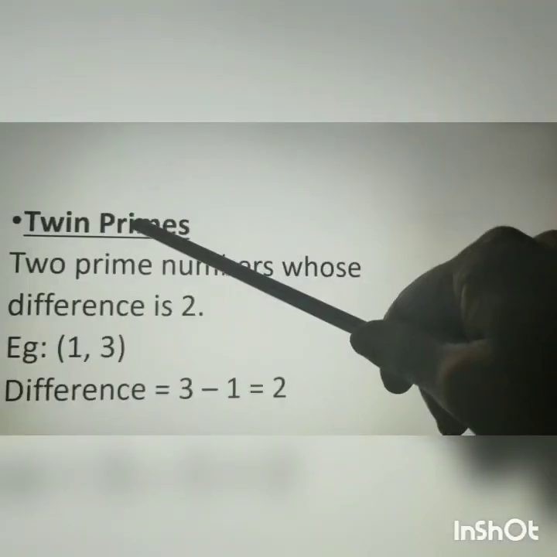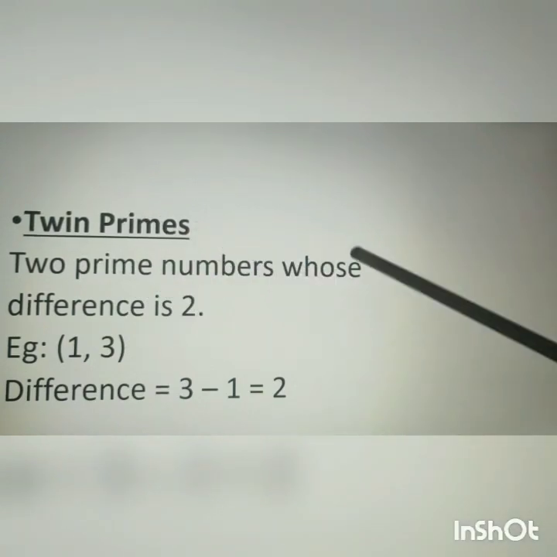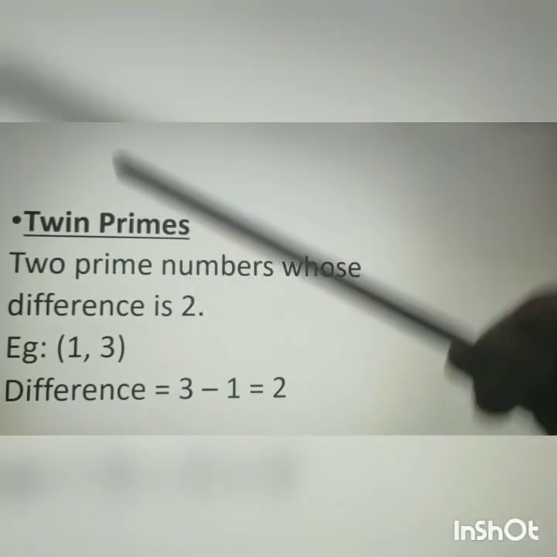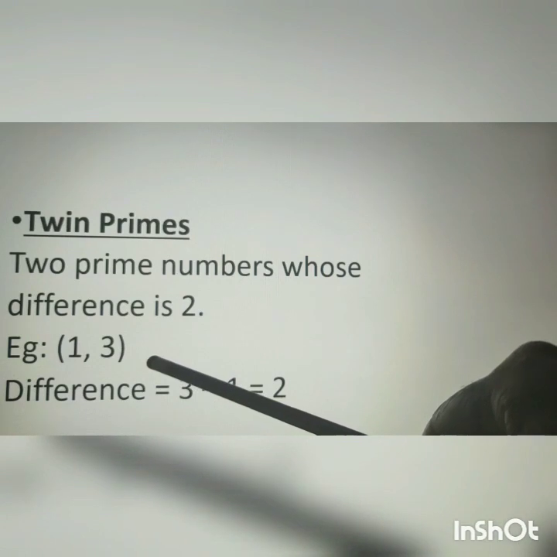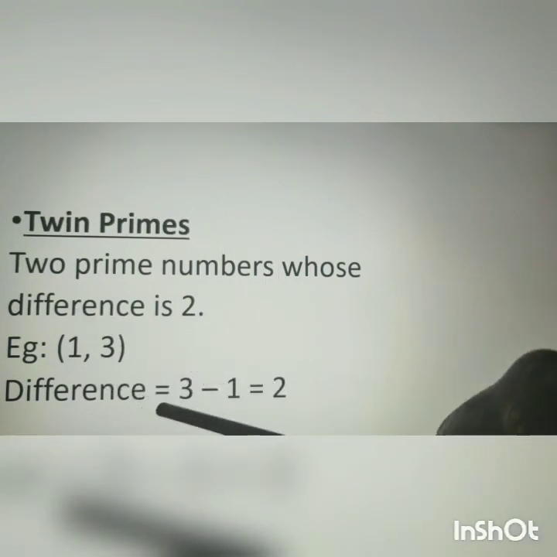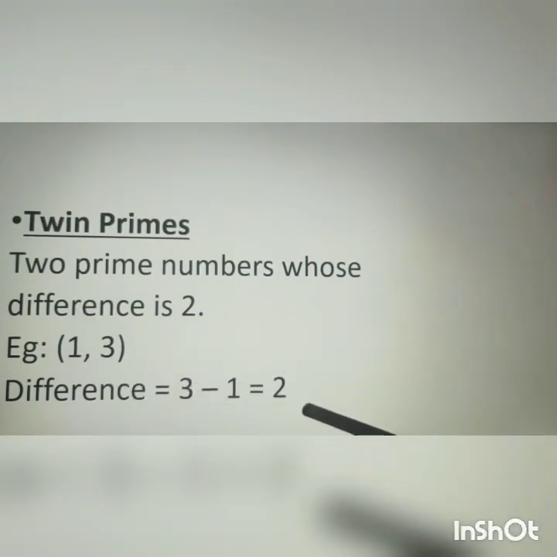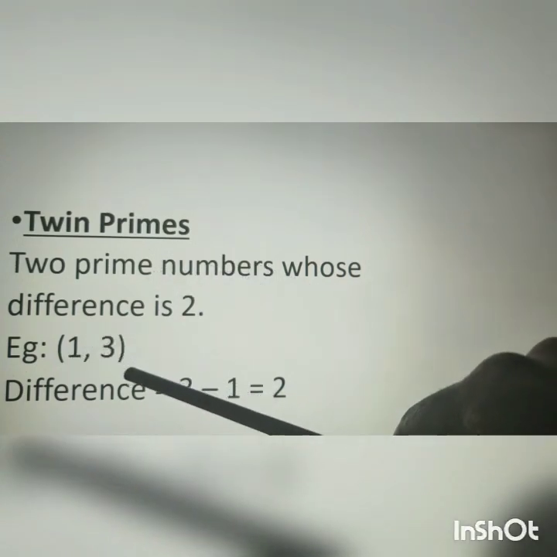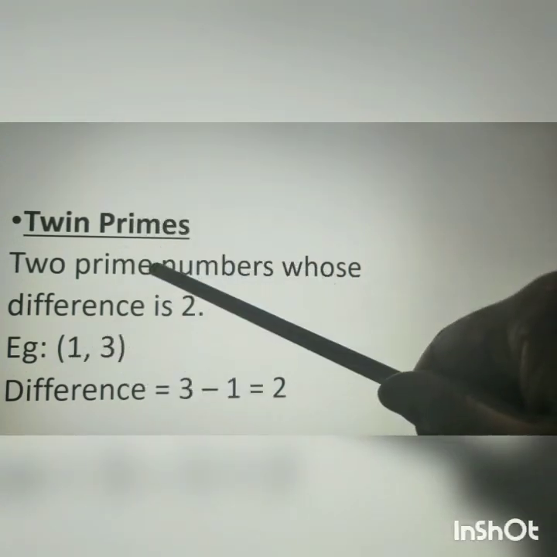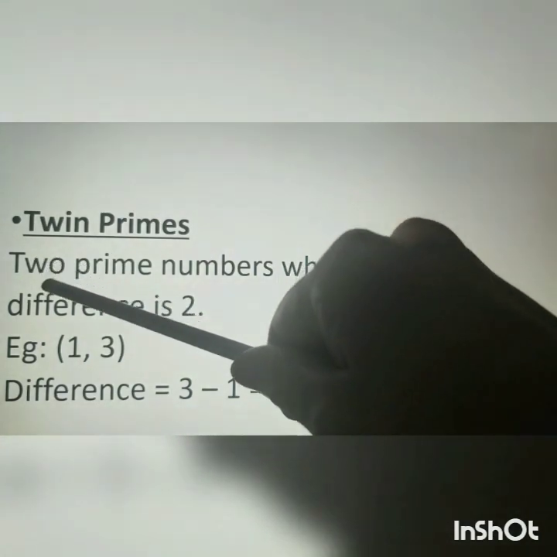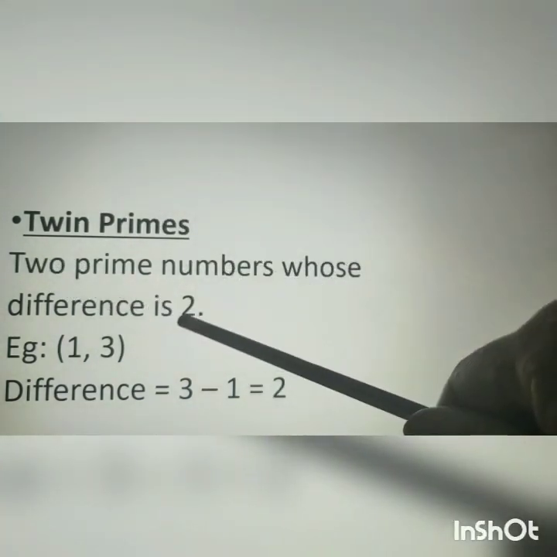What do you mean by the term twin? Twin means one of a pair of things that are the same or similar. So, our next topic is twin primes. Twin primes: two prime numbers whose difference is 2. Example, 1 and 3. They are prime numbers and their difference 3 minus 1 is equal to 2. So 1 and 3 are twin primes. Twin primes are numbers whose difference is 2.